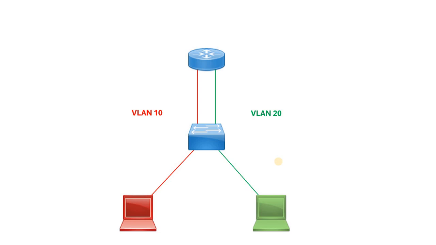So from previous videos on VLANs we learned that we can isolate traffic on a switch by creating VLANs, but this method requires a lot of cabling. Connections from switches to other switches or routers require one connection per VLAN.